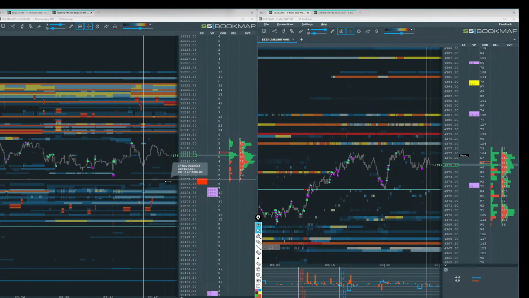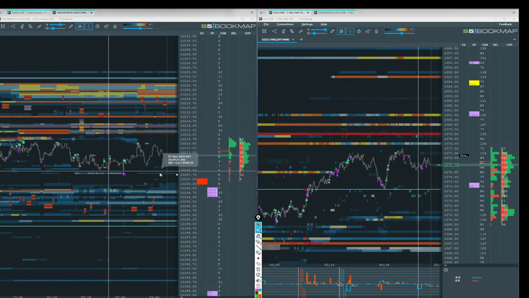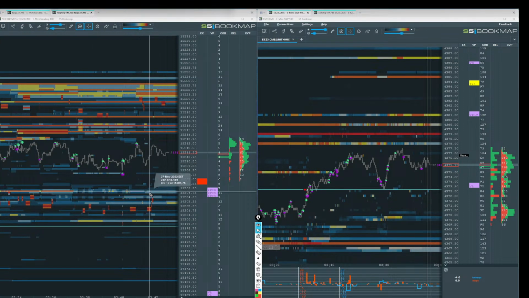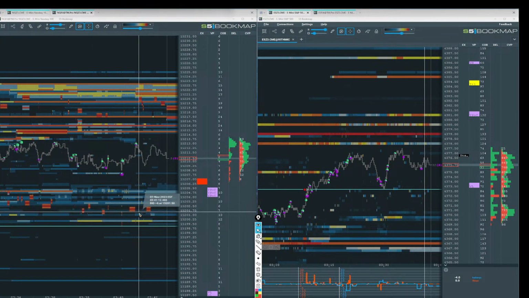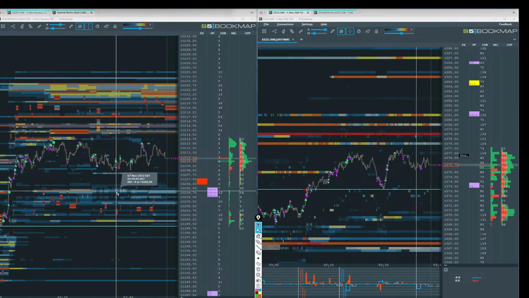I remember doing a webinar with Bruce for an NQ and ES open, and that day there was really interesting action. It was mean reversion, but there was high volatility, high ranges. That was a little bit more interesting to do a webinar on than this.